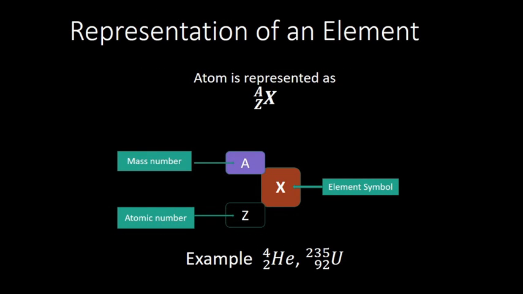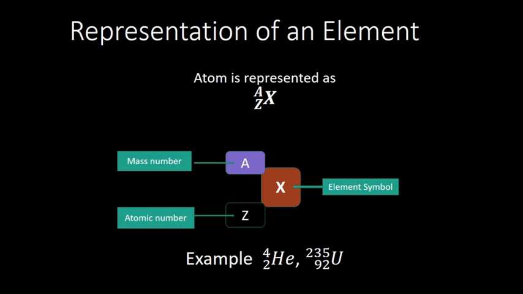Then representation of an element. How do we represent an element? We have to write first the element symbol. Every element in chemistry has been given a symbol, for example, sodium Na, hydrogen H, helium He, etc. So first we have to write that symbol. Then on the top left we have to write the mass number, which is A, and on the bottom left corner you have to write the atomic number, which is denoted by Z.